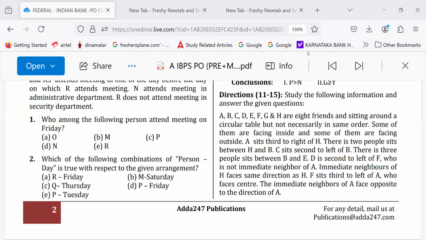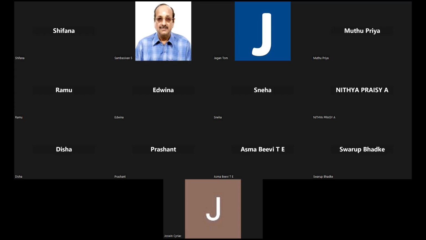There are two people between H and B. It cannot be on one side, that is the side of F. It must be on the other side of H and B. So there will be two people between H and B. So if you draw like this, the picture will come out like this. I will show you.